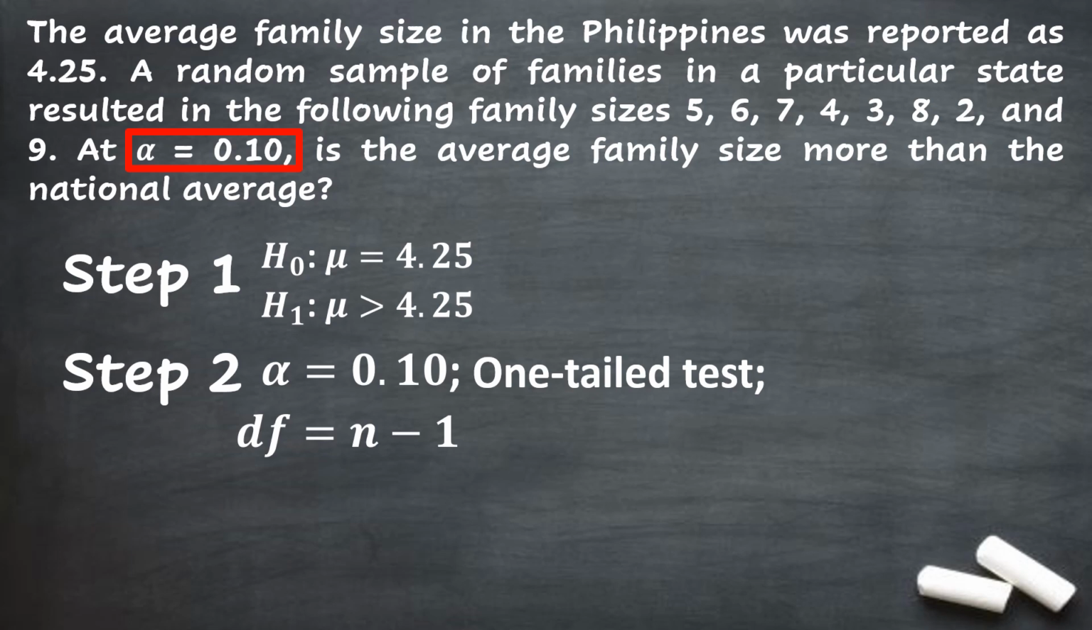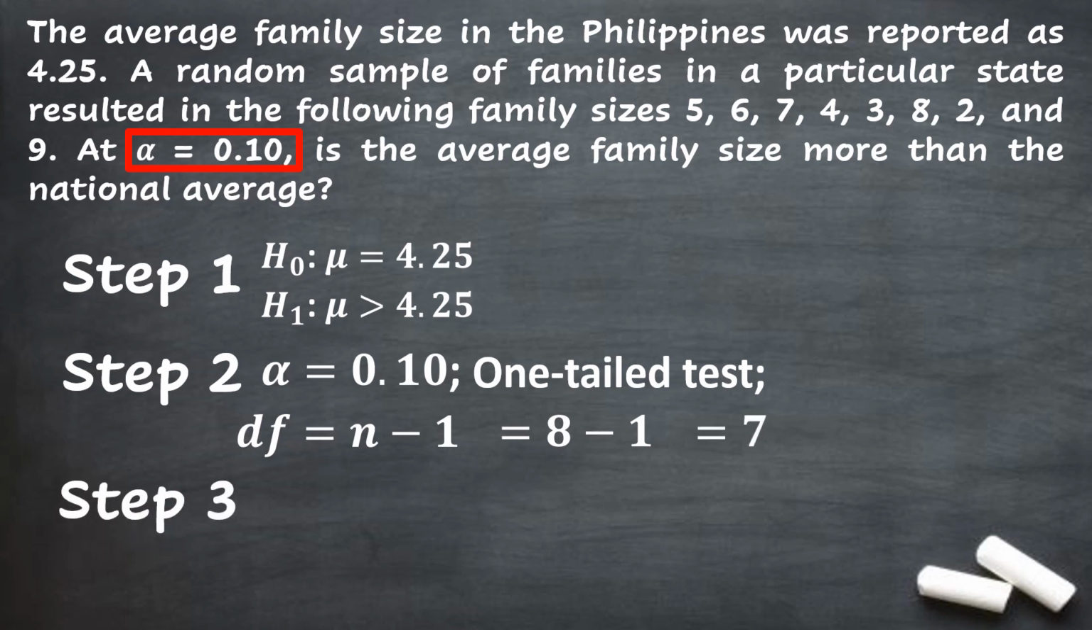In this problem, the number of samples is not directly stated, but instead we are just given the raw scores. So all you have to do is count those raw scores, and that would be the number of samples. In this problem, we have 8 samples, so substituting we'll have 8 minus 1, and simplifying, the degrees of freedom is 7.